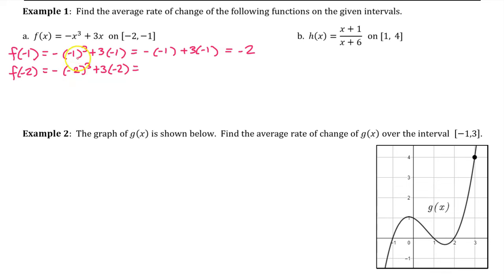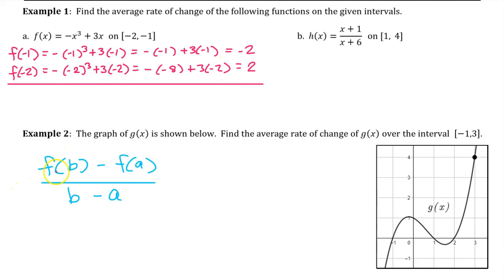So substituting -2 in for x, we have this. -2 cubed is -8. Opposite of -8 is +8. So we have +8 plus -6. That's +2.